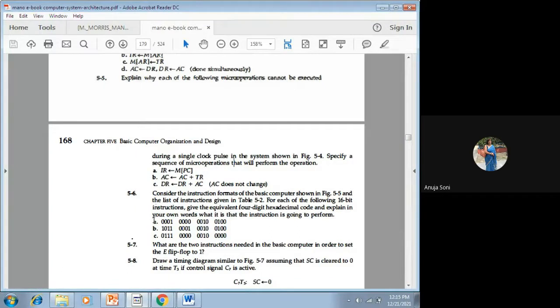So part A says: transfer the contents from memory, M of PC, to IR. Nowhere have you seen that PC is directly connected to the memory. The question is saying that the address is lying in register PC, and you have to transfer the contents from memory at that address, which at present is lying in register PC, to IR. How will it happen?